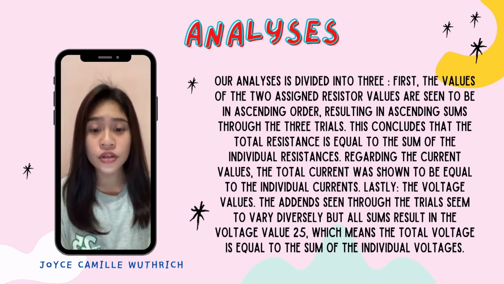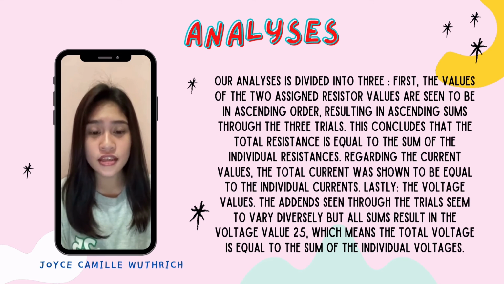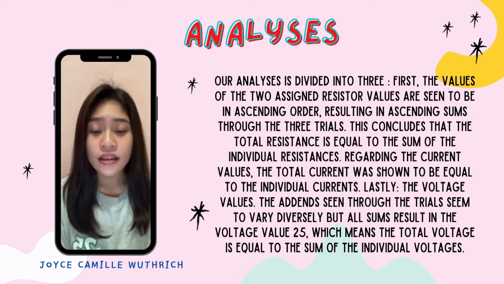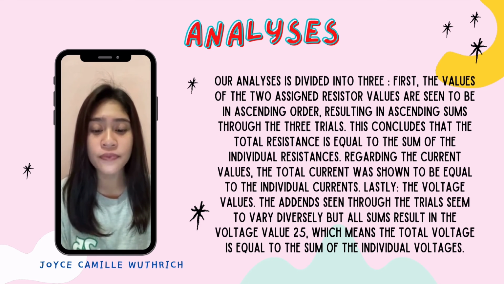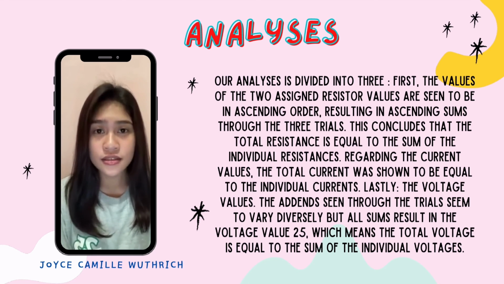First, the values of the 2 assigned resistor values are seen to be in ascending order, resulting in ascending sums through the 3 trials. This concludes that the total resistance is equal to the sum of the individual resistances. Regarding the current values, the total current was shown to be equal to the individual currents. Lastly, for the voltage values, the addends seen through the trials seem to vary diversely, but all sums result in the voltage value 25, which means the total voltage is equal to the sum of the individual voltages.